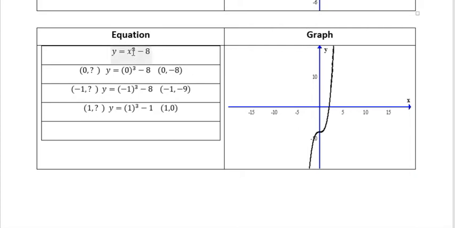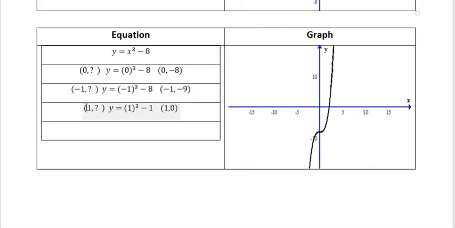When we plug in values for the cubic, let's see if I did this correctly. If x is 0, that goes away and we get -8. If x is -1, -1 to the third power is -1. Minus 8 is -9. Would I get the same for 1?